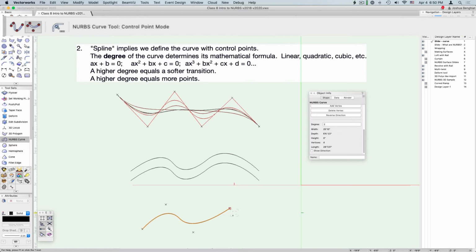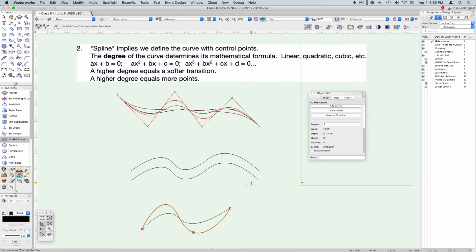So now let's do the same thing. Go to your mode bar and select the first mode. This is going to be interpolated mode. And click on the same points. 1, 2, 3, and then double click the fourth. And we're going to see interpolated mode. Vectorworks is calculating where those control points are virtually so that the curve will pass through the 4 points that you've defined. It's interpolating the geometry of that curve.